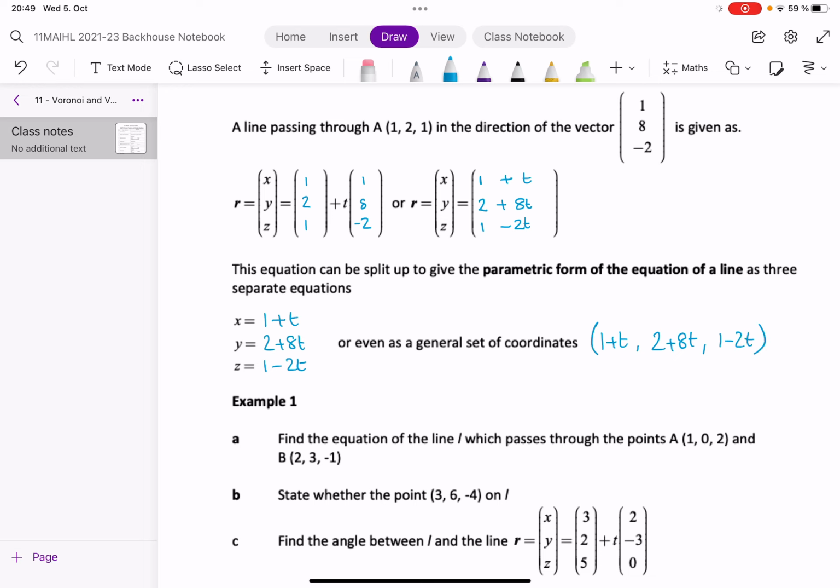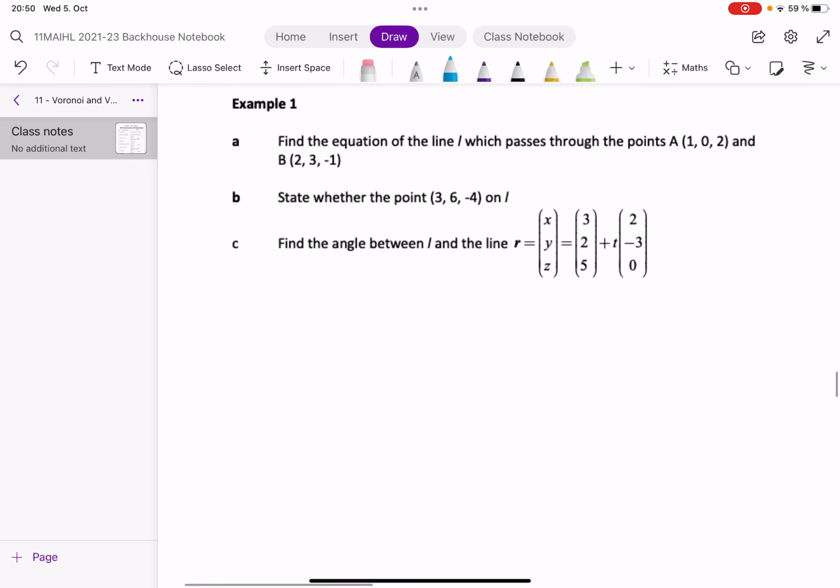So 3 ways, well, actually there's 4 ways there, it's all slightly different ways of writing the different positions on that line. We've got this position vector, direction vector version of the vector equation of the line. We've got them combined, we've got the parametric equation, and then we've got the general set of coordinates. We're going to have a go at example 1. If you'd like to try it on your own, please pause the video, have a go at it, and you can check your answer.